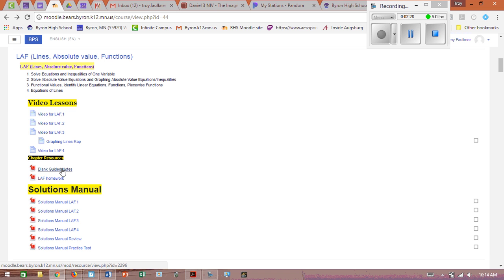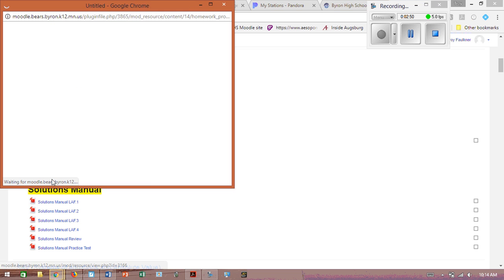If you want, you can print those out, but I'll always be giving you a printed copy of the notes when you're in class. So for today, you can either print them out or you can take your notes on normal notebook paper. But if you happen to lose your guided notes in the future, you can always click here and print them out. Here's the LAF homework.